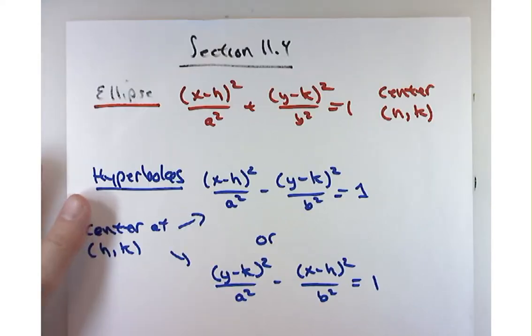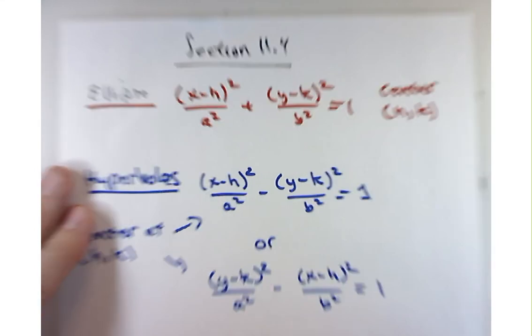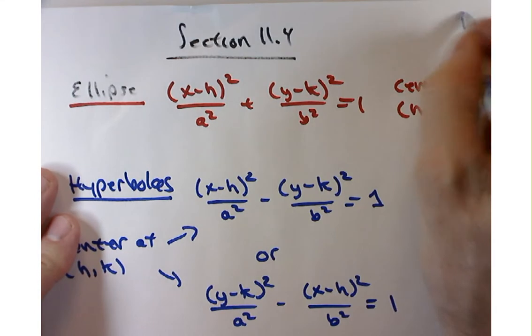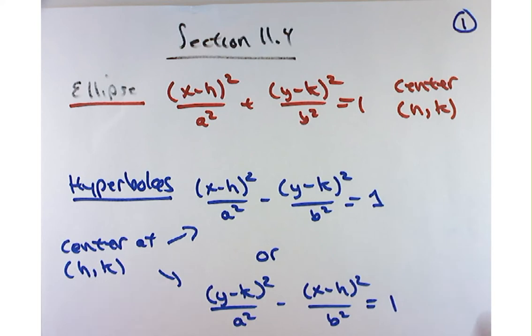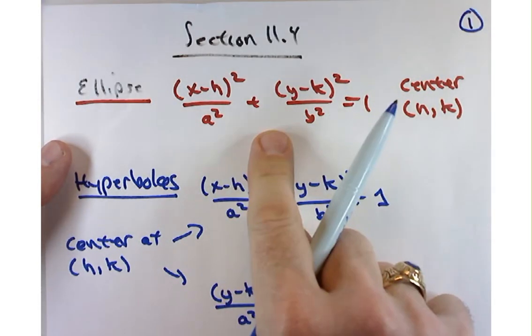Okay, so like I said, section 11.4, we're going to go over the equations of your non-standard conics. So that would be hyperbolas, ellipses, and parabolas. This time the center is going to be at some place other than 0 and 0. So our generic center for all these is going to be H and K.